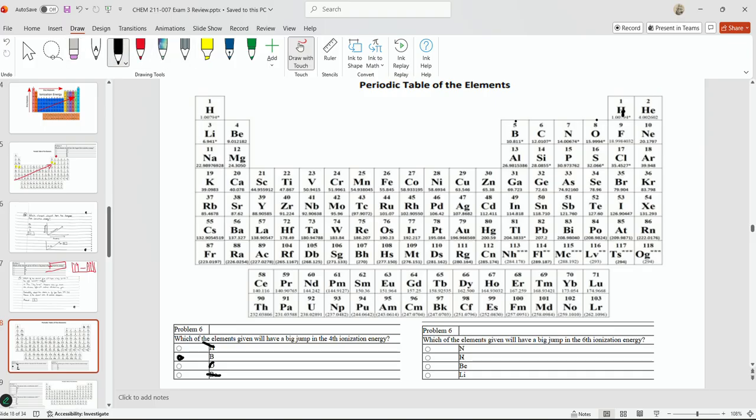Problem number 6. This question is asking which element will have the biggest jump in ionization energy. 1, 2, 3, 4, 5, 6, but you go one less. So you look at the answer, the answer has to be in one of the groups here. What will be the answer? Nitrogen, right? I heard N. Yeah, right? Okay, cool. Thank you.